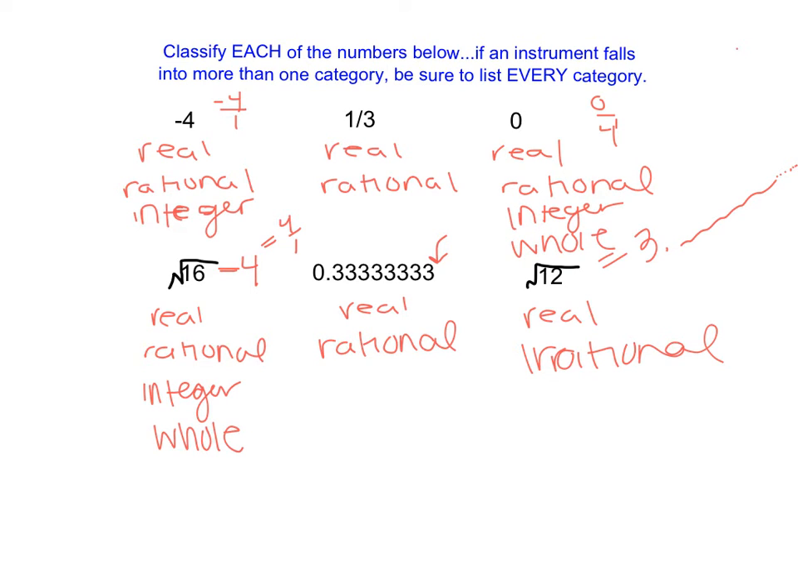Then from here, 0.33 is also a rational number. However, because it contains a decimal point, it is not an integer, and as a result, also not a whole number. And then √12, because it's irrational, we already know that that's not an integer. So as you work through classifying these numbers, be very careful. Make sure you know the definitions of real, rational, integer, irrational, and whole so that you know which categories each number falls into, and that you recognize that it may fall into 2, 3, maybe even 4 different categories.